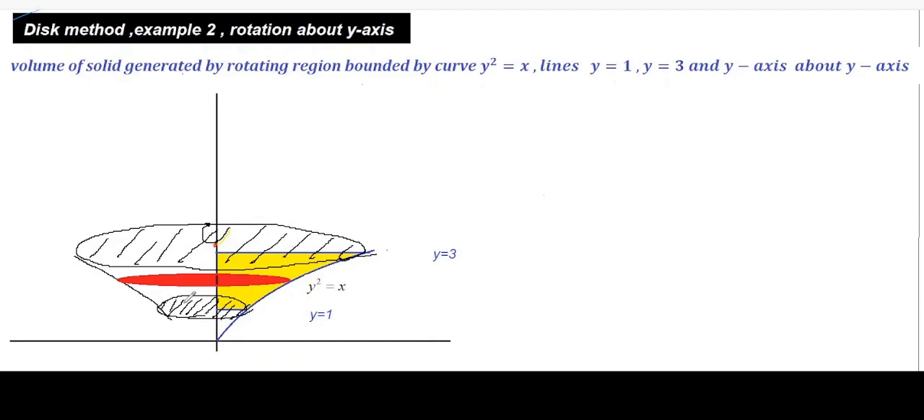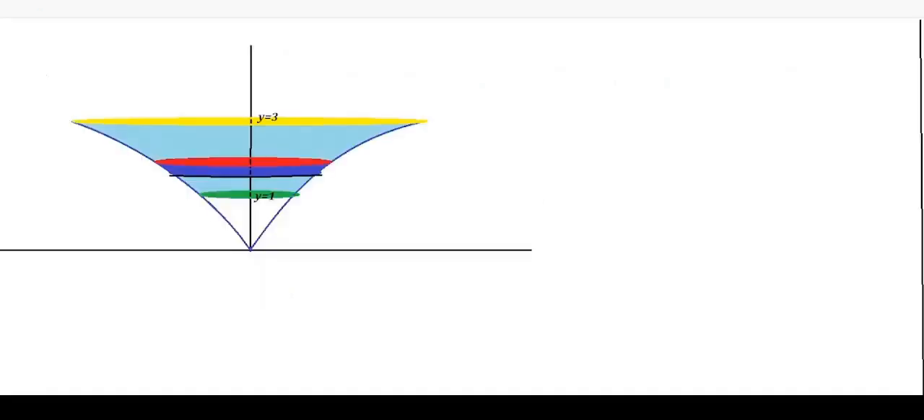So let's take a better picture for clear understanding. So here is the solid. The line y is equal to 3 created this upper circular part, and y is equal to 1 created this lower circular part. And this is the disk we have talked about. Let the width of this disk, which is perpendicular to the axis of rotation, that is the y-axis, be very small, which we consider as delta y.